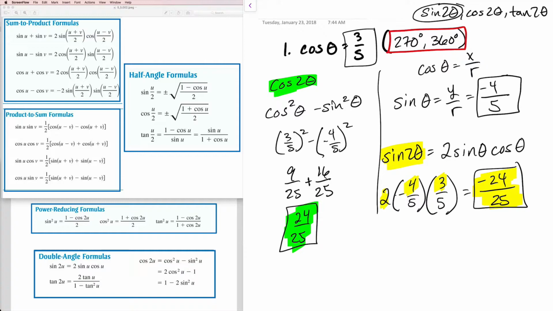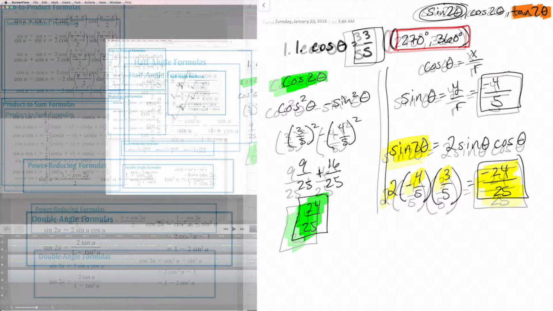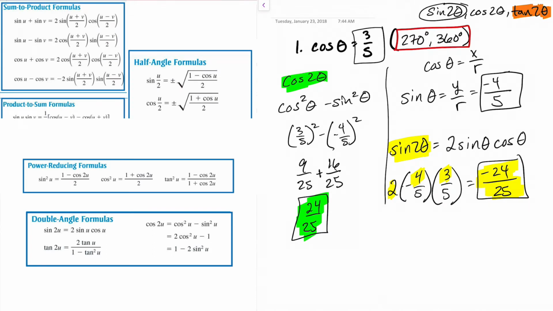So the next thing I want to find is tangent 2 theta. So as I look at tangent 2 theta, I want to get that value. What is the value for tangent theta? Recall that my trig function is y over x, which is the sine theta over cosine theta. So my tangent theta in this case is negative 4 over 3. So this is the value for tangent as I look into the value of tangent 2 theta.